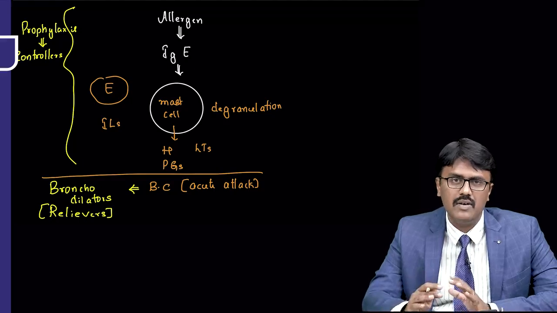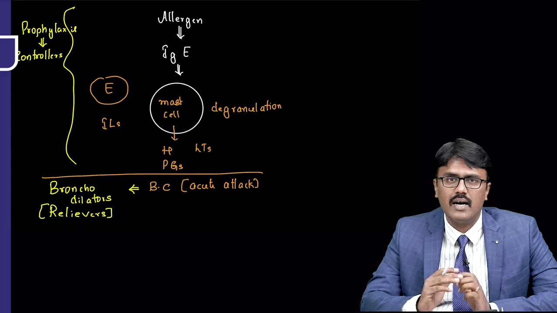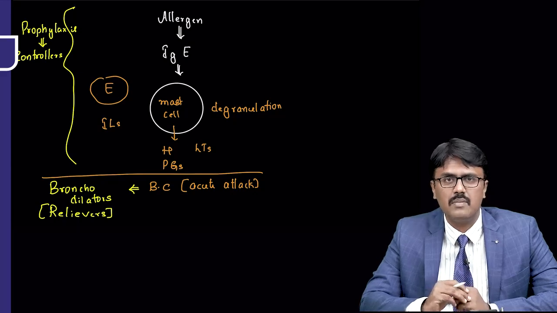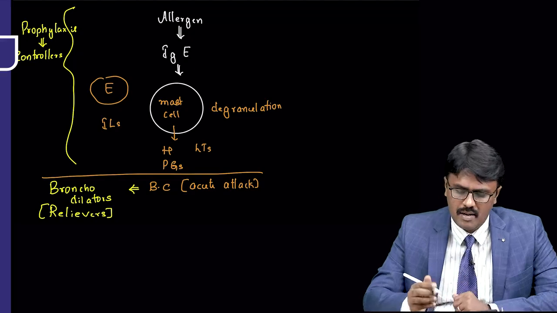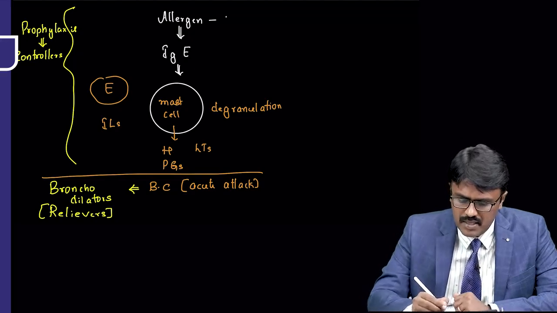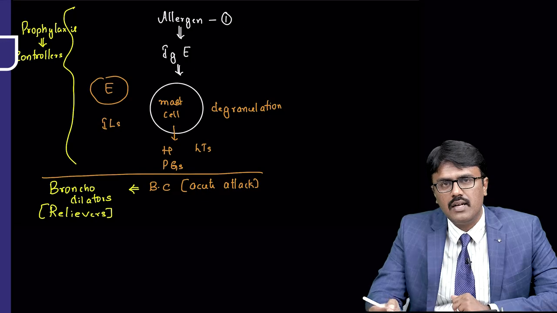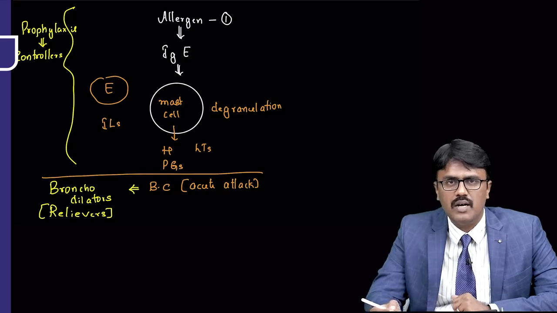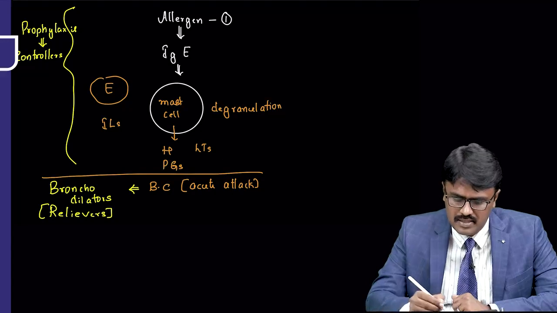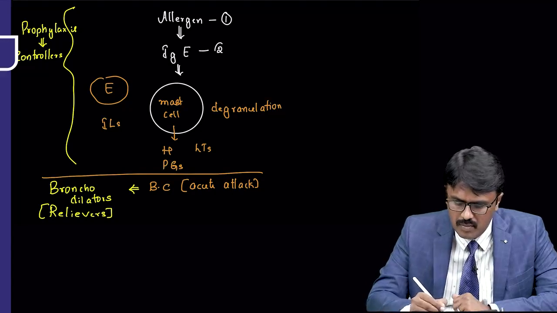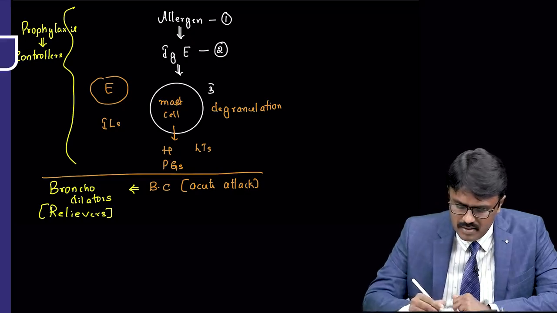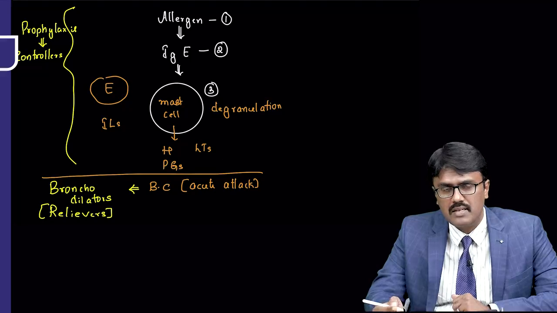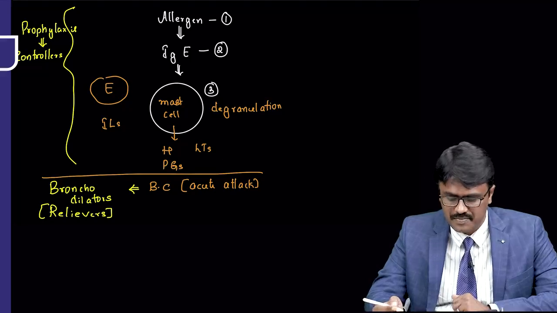Now pause the video and analyze what the targets are for us so that we can stop the allergic manifestation and stop the inflammatory process. Number one, patient education. Tell the patient not to get exposed to the allergen. Second, block the immunoglobulin, that is IgE. Number three, stabilize the mast cell. Tell the mast cell to keep quiet.